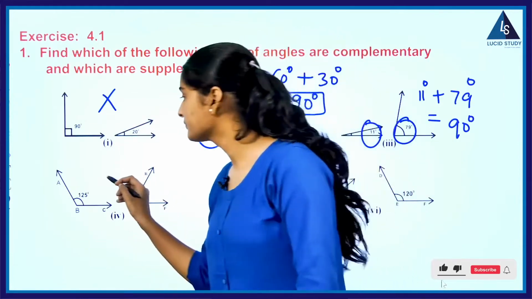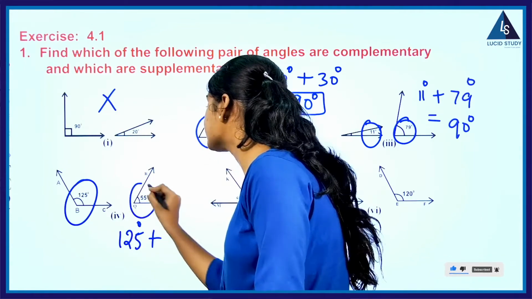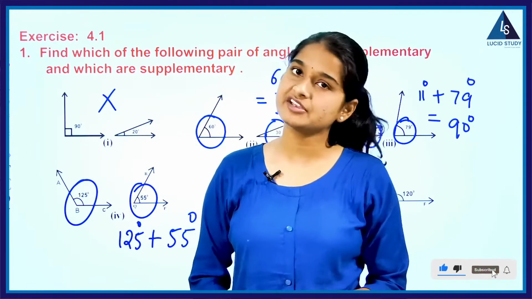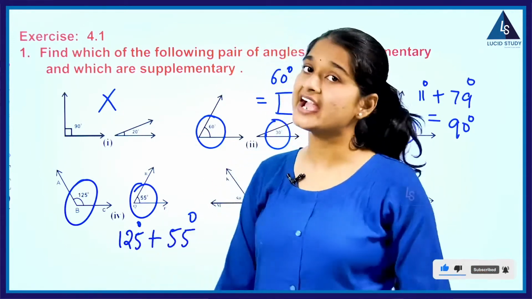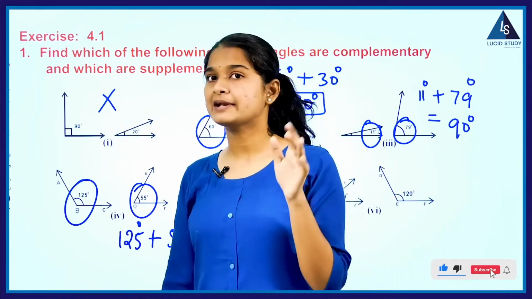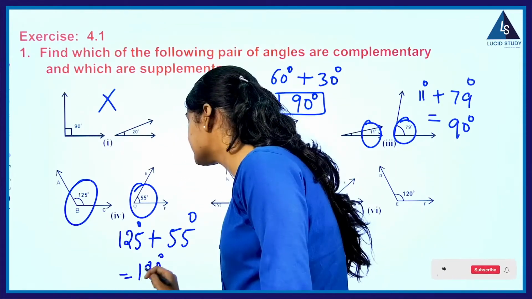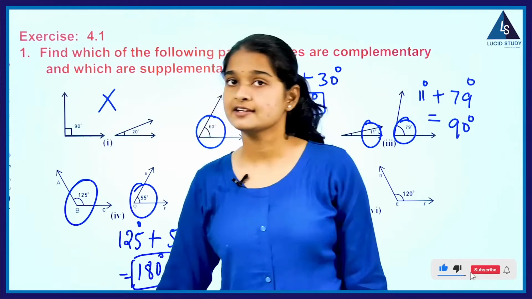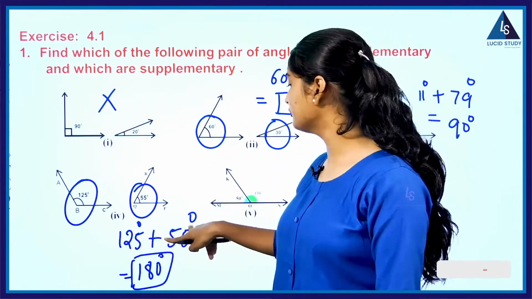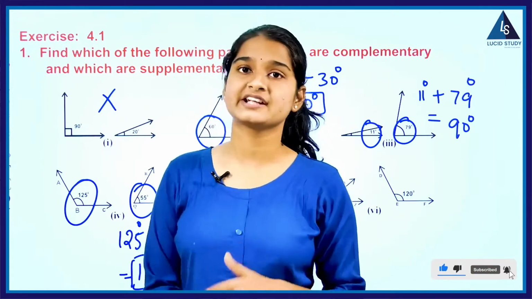Now the fourth one. The first angle is 125 degrees. The second angle is 55 degrees. So 125 degrees plus 55 degrees. Add 125 with 55. What is the sum you have got? 125 plus 55 gives you 180. So what is the sum? 180. Therefore, what type of angle is it? Supplementary. As the sum of two angles is 180 degrees, then the angles are called supplementary angles.